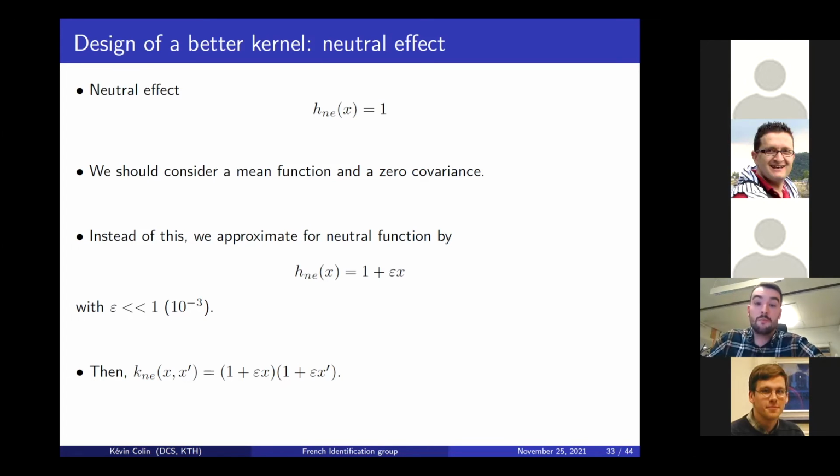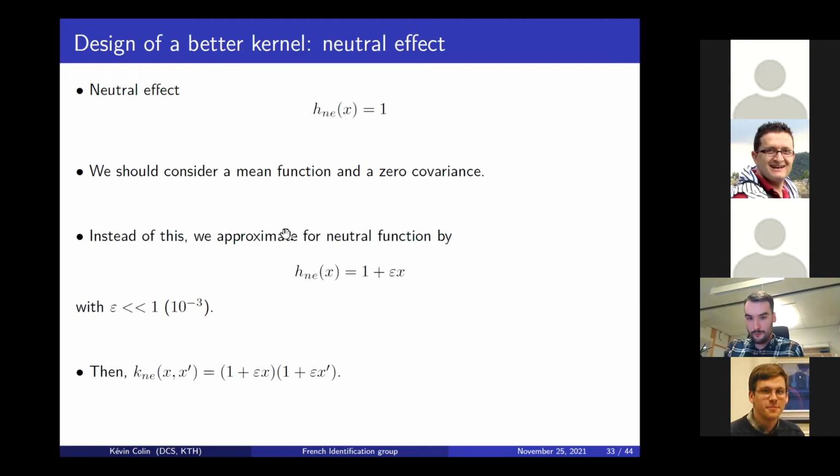We should consider a mean function instead of a covariance function. What we did instead is that we approximated the neutral function with a very small epsilon, and then we constructed a covariance function for the neutral effect like this. We could have considered a mean function, but for the sake of simplicity, we consider a covariance function by doing this approximation.